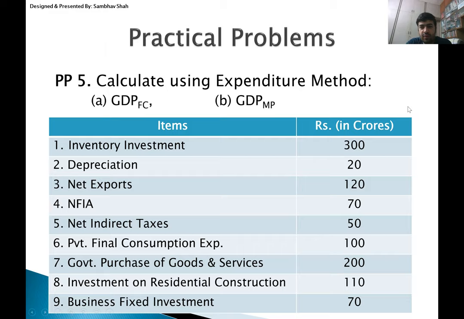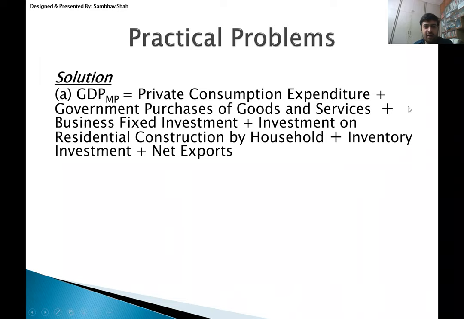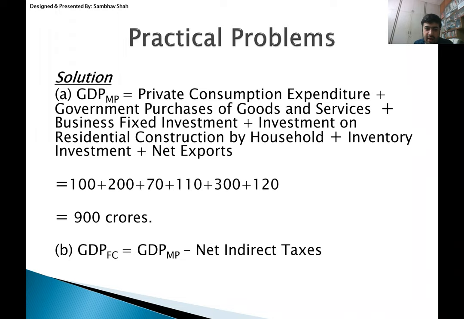Fine, let's look at the answer very quickly. What is GDP at MP? Private consumption expenditure, government purchase of goods and services, plus business fixed investment, plus investment on residential construction by household, plus inventory investment, plus net exports. It equals all this addition, you get 900 crores. And if you are deducting 50 crores out of it, you're going to get 850 crores, GDP at FC. As simple as that. This is one of the easiest parts.